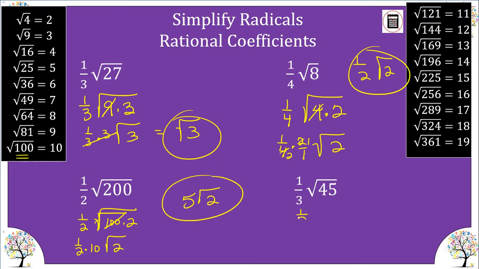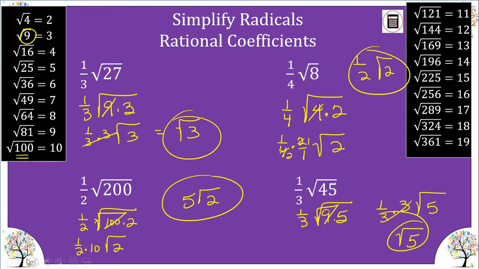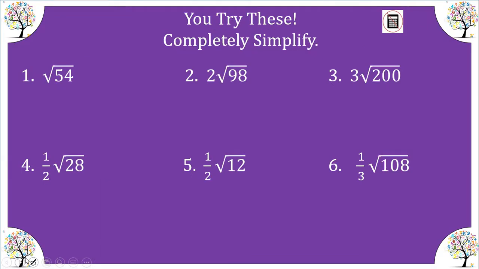We have 1/3. We're going to break down 45. Okay, 45 has, we can use 9. 9 times 5. The square root of 9 is 3. 1/3 of 3. The 3's will cancel, so we're just going to be left with 1 radical 5. Okay, pause the video and you try these. When we come back, we'll do them together.